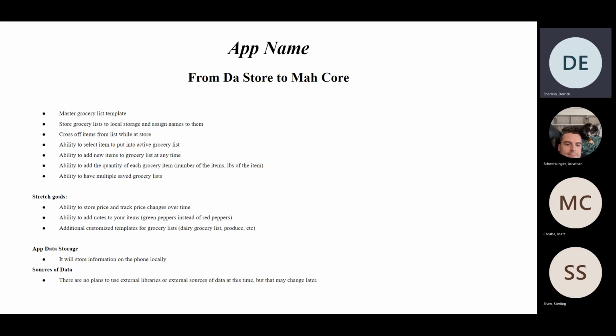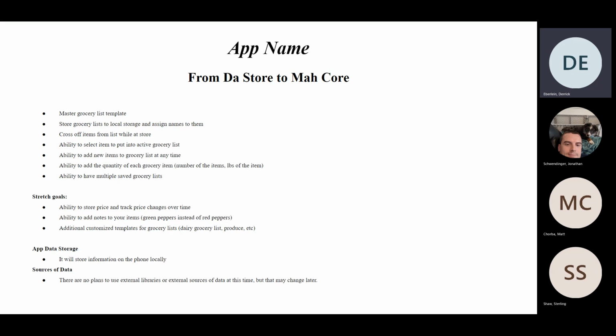You can put select items into an active grocery list at any time. So like you're at the store, you forget to add an item, you can just add it at any time, even when the list is already finished. You can add the quantity of each grocery list item. Like you may get 6 green peppers. You can add those and remove them whenever you need to. And you can have multiple saved grocery lists, like I said, to have a standard maybe weekly shopping trip. You'll get some milk, cereal, Cheerios, stuff like that.